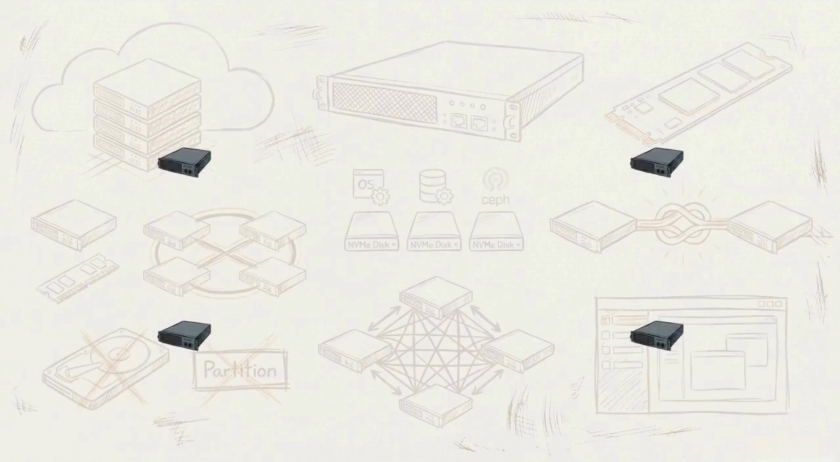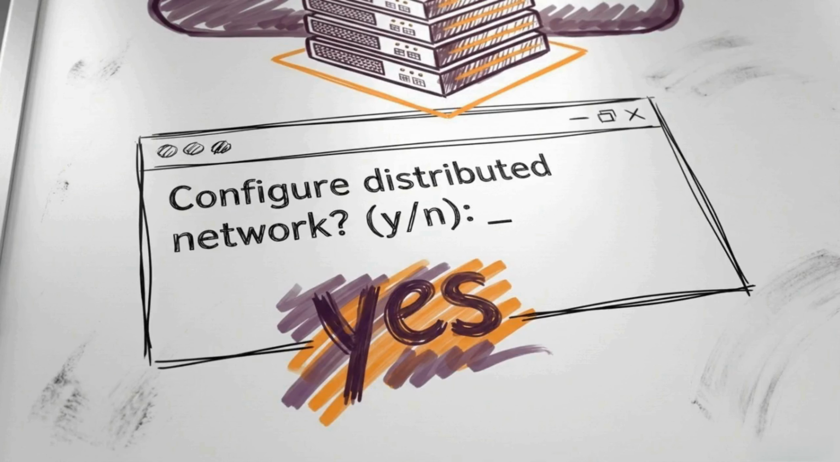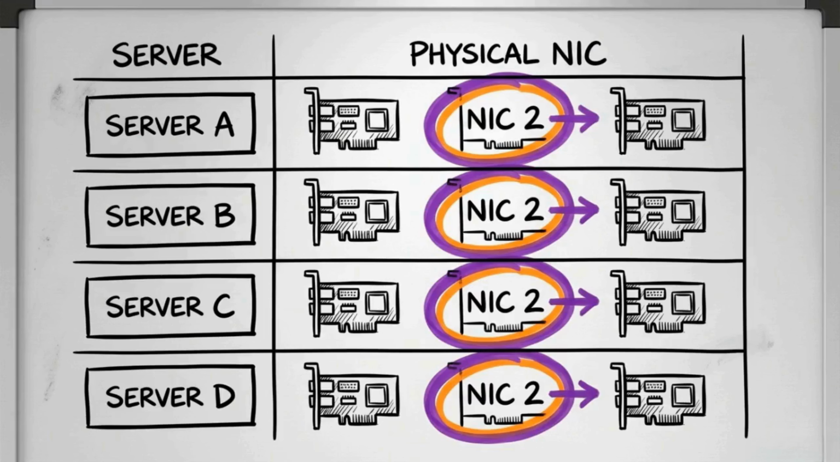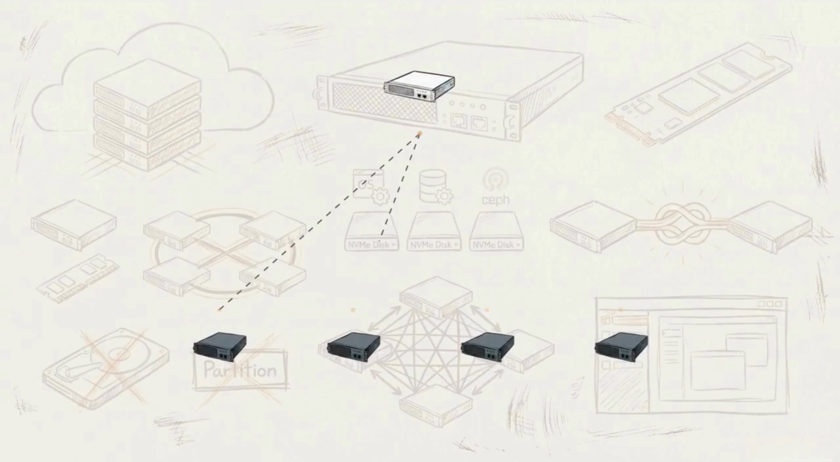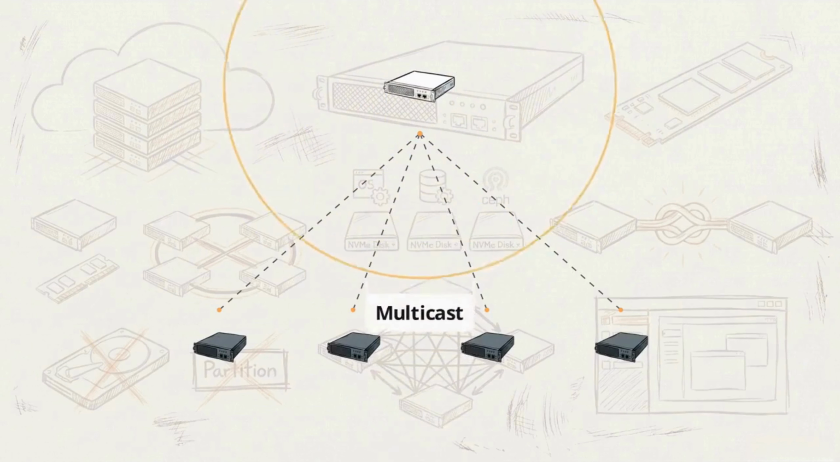With storage locked in, we move to the network configuration handled by MicroOVN. This provides a software-defined network that allows your virtual machines to communicate across the cluster. Select Yes to configure distributed networking. The menu will display your physical network interfaces. Select one interface per machine to act as the external uplink. Note that for distributed networking to function correctly, the selected uplink network must support both broadcast and multicast traffic.